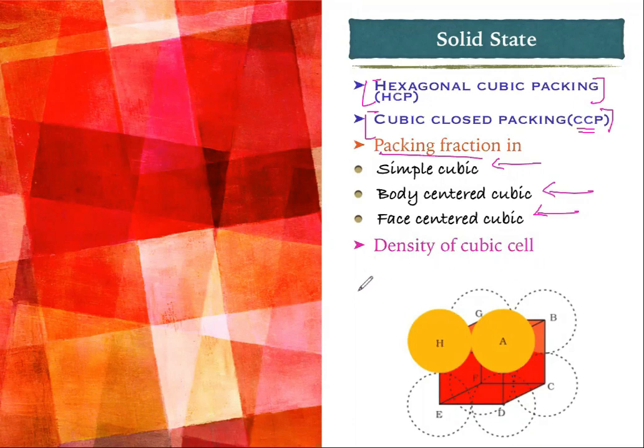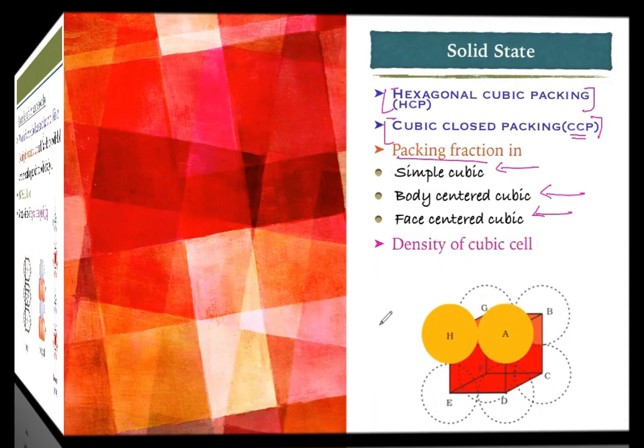So this lecture is very important. Many exams have asked questions from these topics. Okay, this picture shows how atoms are arranged in a simple cubic cell. So without a doubt, let's start.